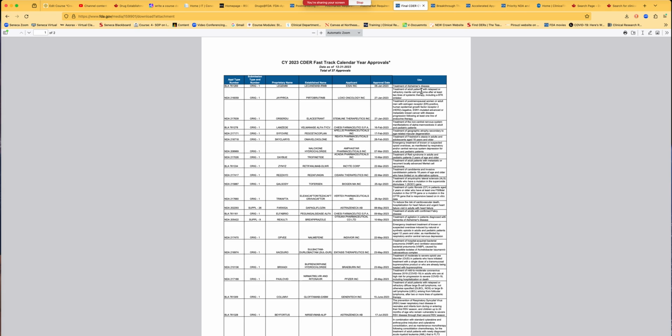So again, this is a marketing tool. I may not say that, but this is mainly a tool for competitive intelligence as well, because now you can look into what happens overall in the fast track world with FDA.